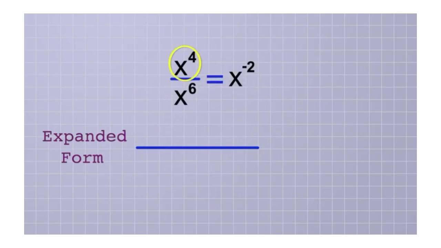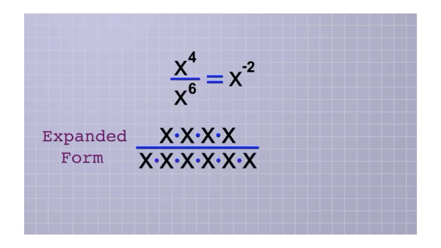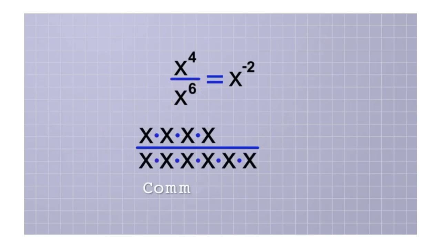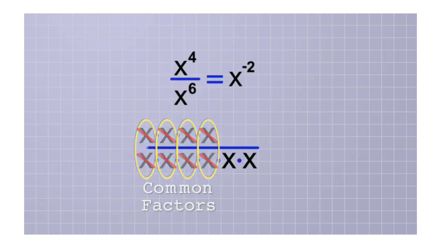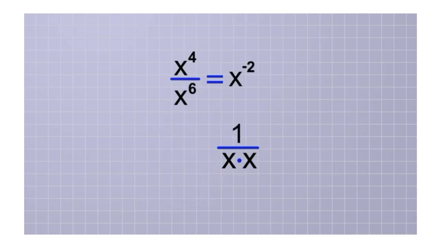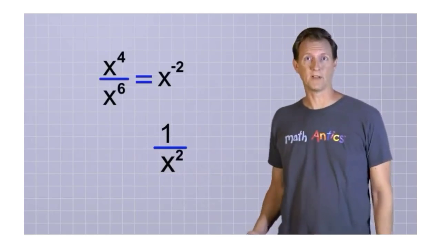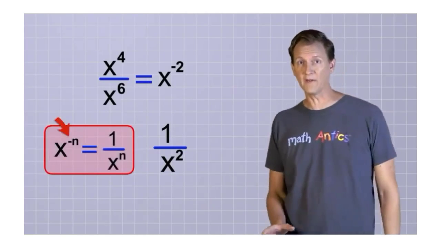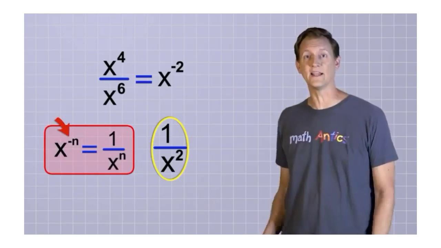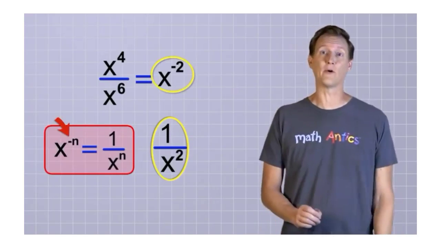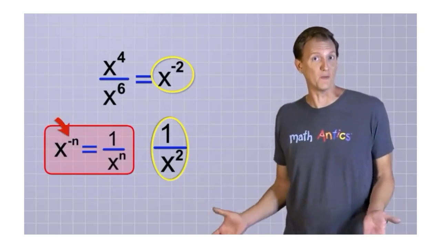On the top, x to the fourth would be the same as 4 x's multiplied together. And on the bottom, x to the sixth would be the same as 6 x's multiplied together. Once again, we see that there are pairs of common factors that we can cancel. 4 pairs to be precise. And when we cancel them all, we're left with a 1 on the top, because there's always a factor of 1, and only 2 x's multiplied together on the bottom. If we recombine these 2 x's, we get 1 over x squared. And if you remember the law we learned earlier about negative exponents, you'll see that 1 over x squared is exactly the same as x to the power of negative 2. So these laws really do work.